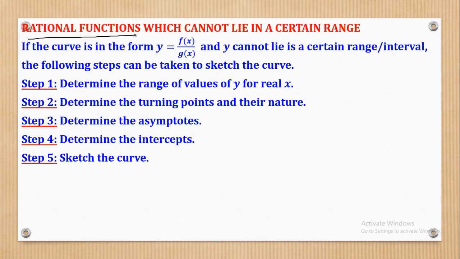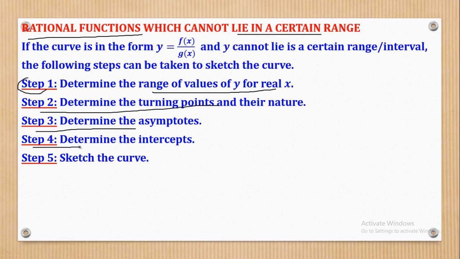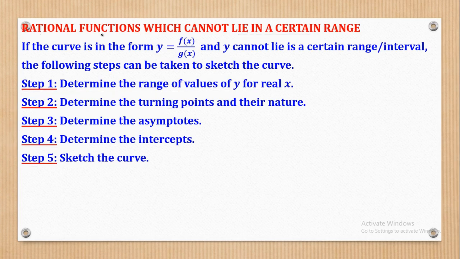Now we shall go to rational functions which cannot lie in a certain range. Sometimes they'll tell you that a given curve does not lie in a certain range. So these are the steps we have to follow. 1. Determine the range of values of y for real x. 2. Determine the turning points and their nature. 3. Determine their asymptotes. 4. Determine their intercepts. And 5. Sketch the curve. Now these other steps are familiar, but the first one is unique to this type of function.